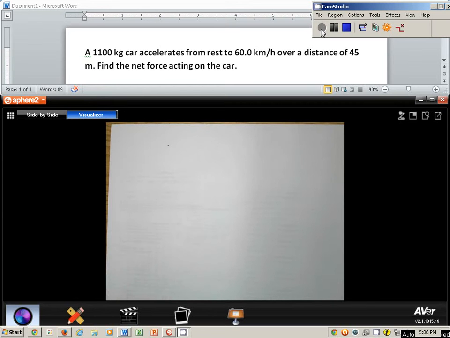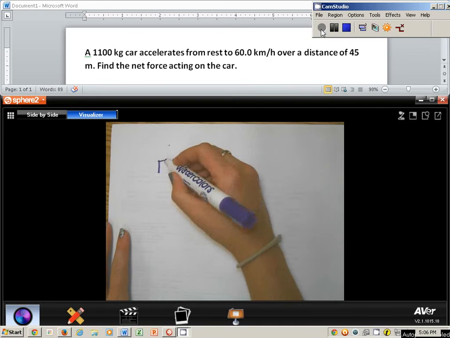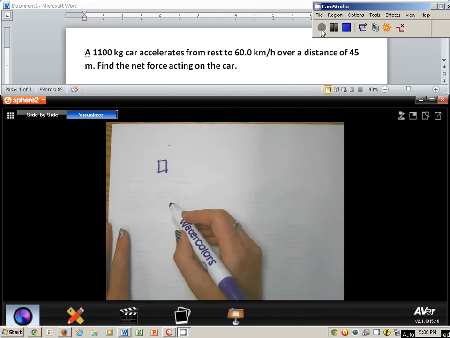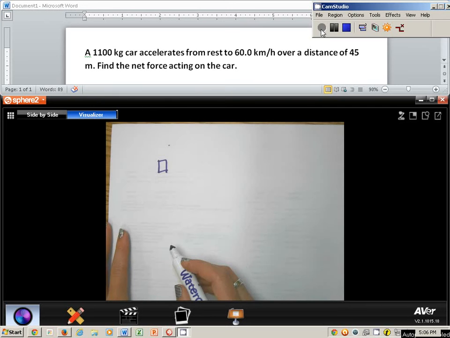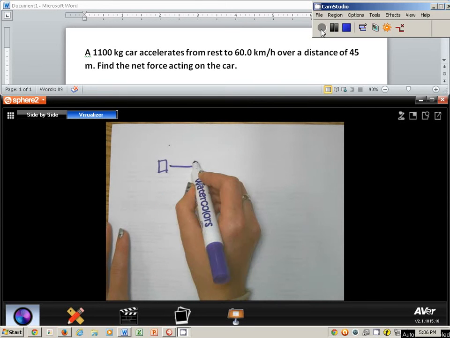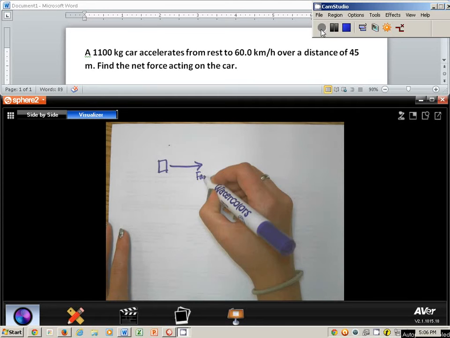So I can draw a car, but let's assume you can't. If you can't, just draw a box. You could draw a circle. It really doesn't matter. So this box can represent my car, and it's accelerating from rest. And that means it's going to have an applied force that's acting on my car in order to move it.